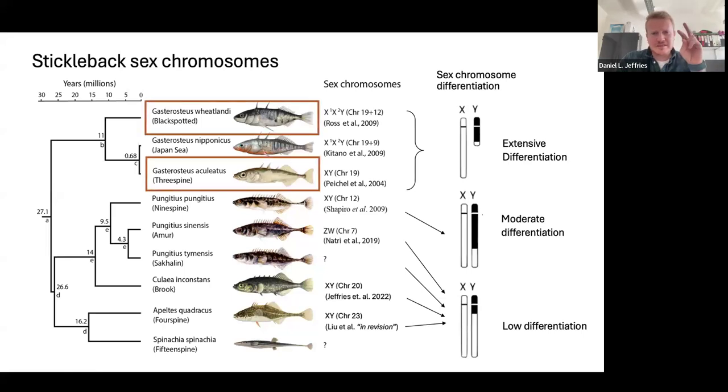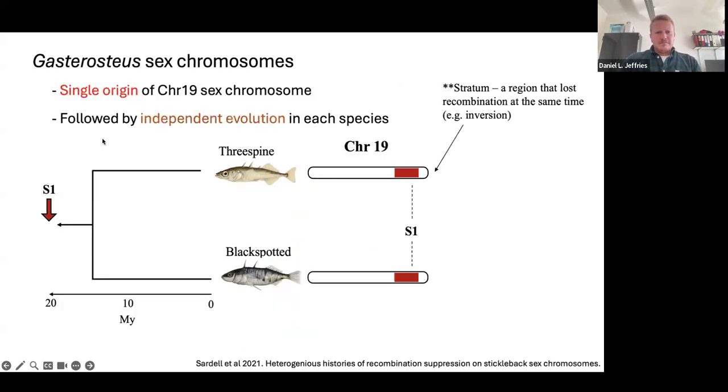But today I'm going to focus just on two species, both in the genus Gasterosteus, which share the origin of their sex chromosome, which is chromosome 19, which arose in the ancestor of the two species. And this is quite a cool situation. Both sex chromosomes in these species share a single stratum. A stratum is a part of the sex chromosome that lost recombination all at once, essentially. And so it has been sex-linked for the same amount of time.